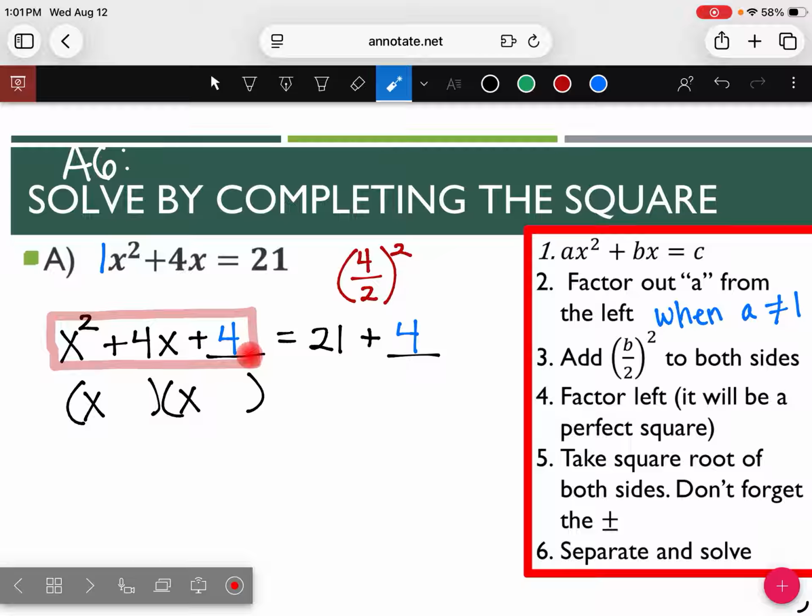We have to find 2 numbers that multiply to 4 and add to 4. So what numbers multiply to 4 and add to a positive 4? 2 and 2. And notice that it's the same thing. In math, we don't write things twice. If we're multiplying something against itself, we just say it's x plus 2 squared. And it's always going to be something squared. And that's going to equal, all right, what's 21 plus 4? 25.